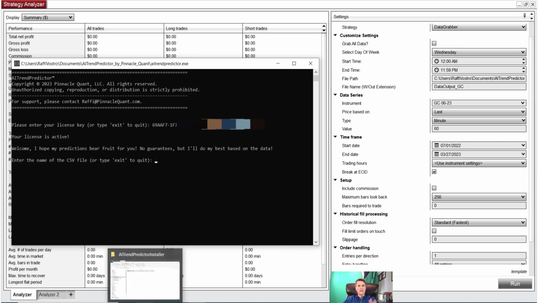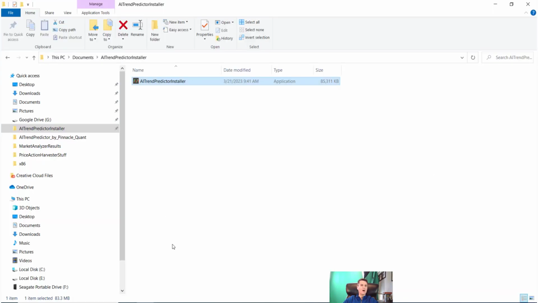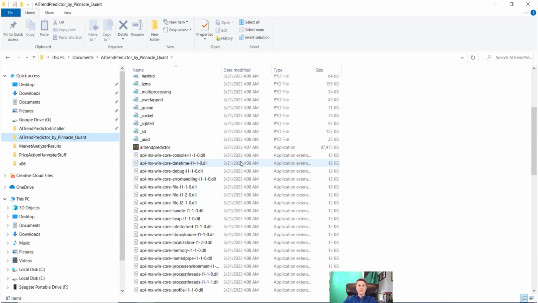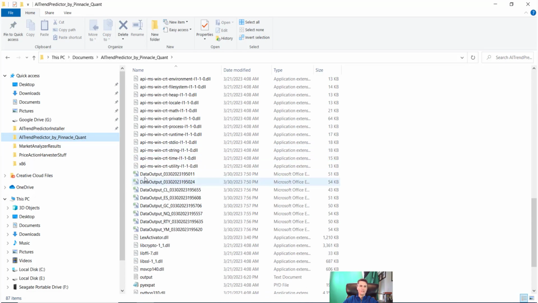So let us now go here. This is what we've got, right? We've got enter the name of the CSV file. Watch. The CSV file, where's it written to? It is automatically written to, if you didn't change it during the installation process, this folder: AI Trend Predictor by Pinnacle Quant. And it is going to be found right there. Those are my files. So let's say we want it to start, we'll keep that order, with NQ.